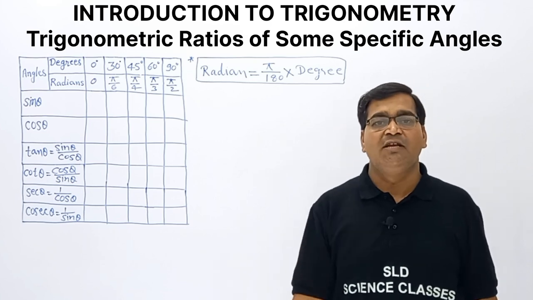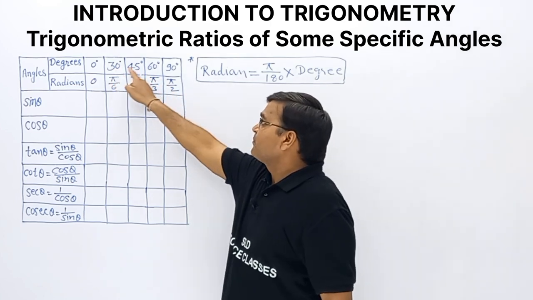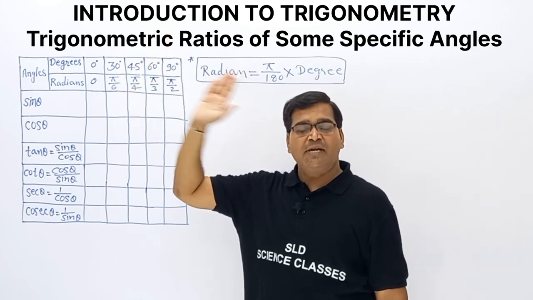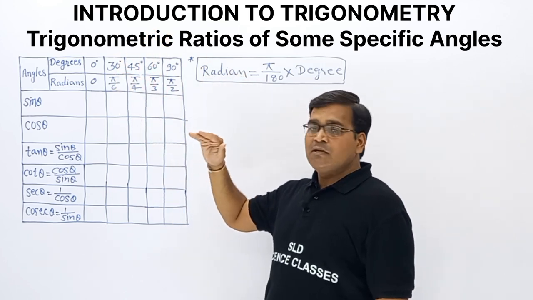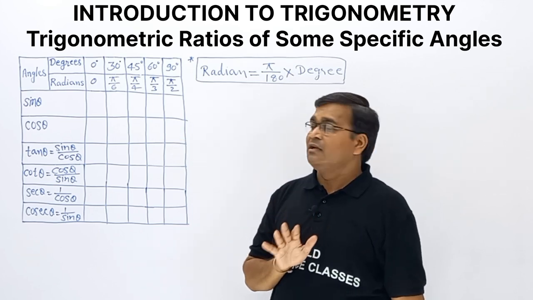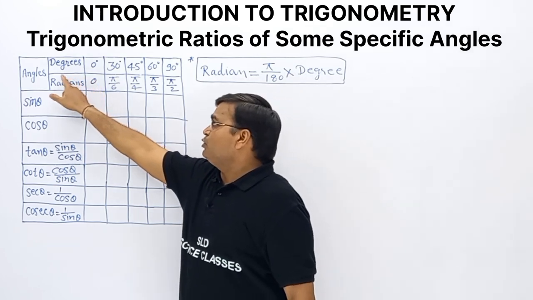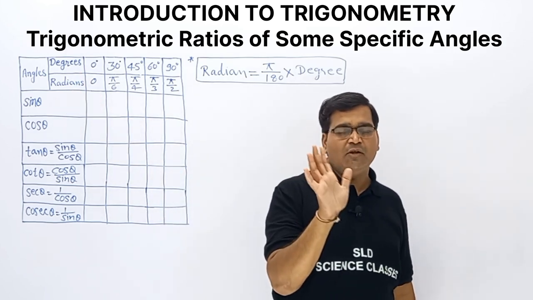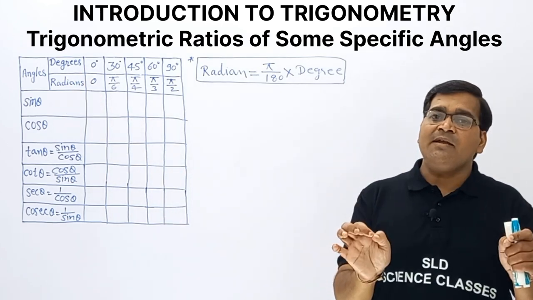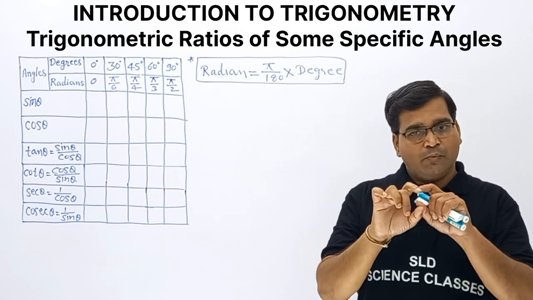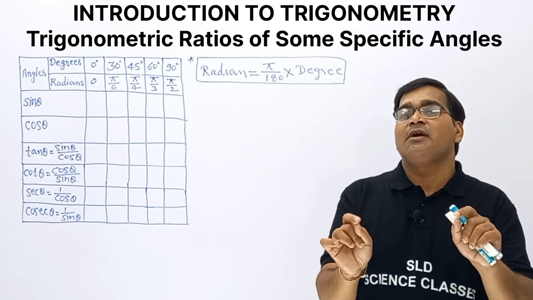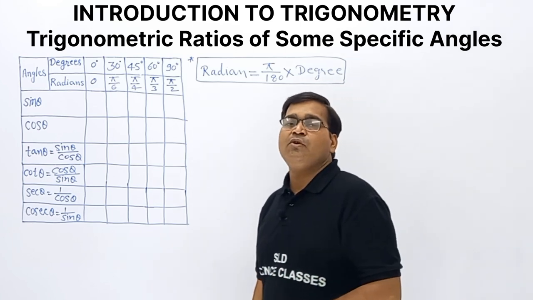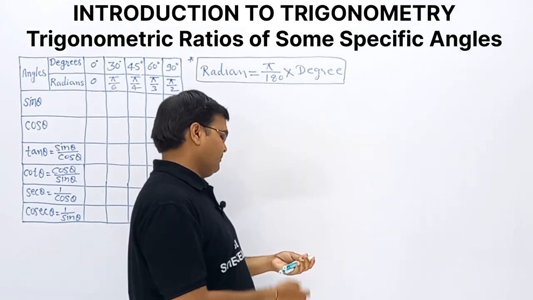So observe carefully. We have 5 specific angles. We know well, we already studied all these things. Now we want to summarize in this table. First one, this is a new thing, degree and radian. Observe, easy concept. Degree, we know degree is a unit of angle.